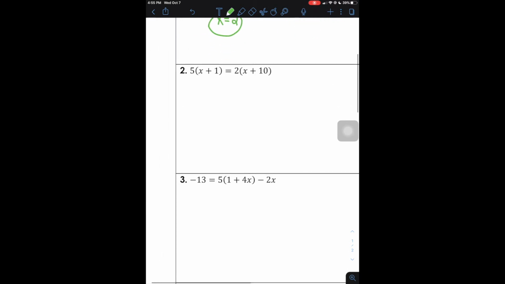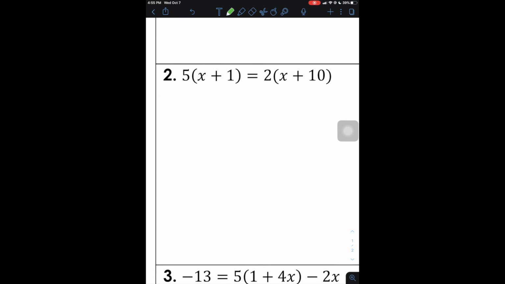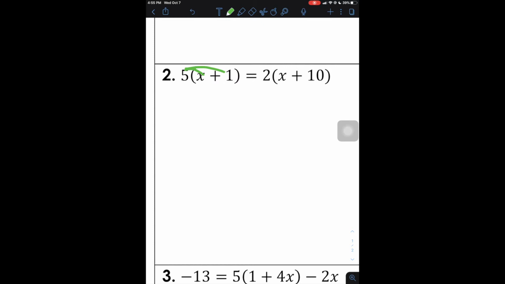For number 2, we see that we have the distributive property going on. So all I'm going to do first is multiply this 5 by everything that's inside of the parentheses. So I'm going to have 5x plus 5. And then I'm going to do the same thing with my right hand side. I'm going to multiply 2 by everything on the inside. So that's going to give me 2x plus 20.